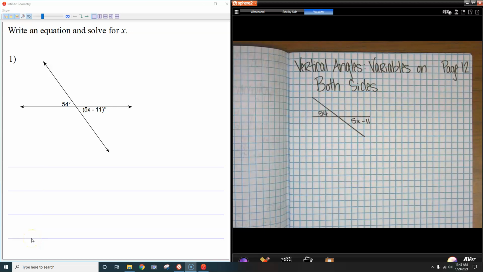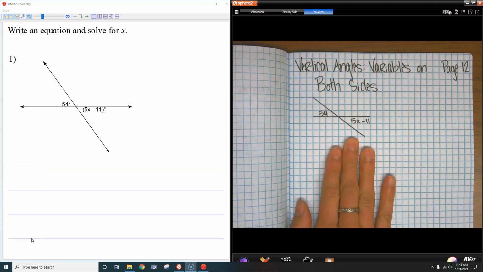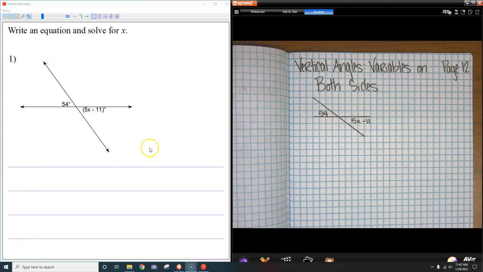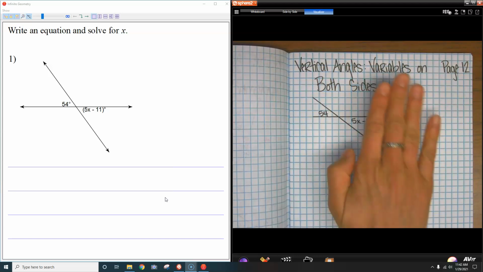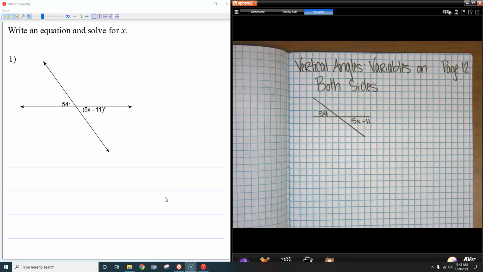Hi everyone! Today we are going to be taking notes on page 12 on vertical angles with variables on both sides. I've drawn a diagram on page 12 that you can see on your screen. Please pause the video until you have the title, the page, and the diagram on page 12 in your notes, and then resume the video when you're ready.